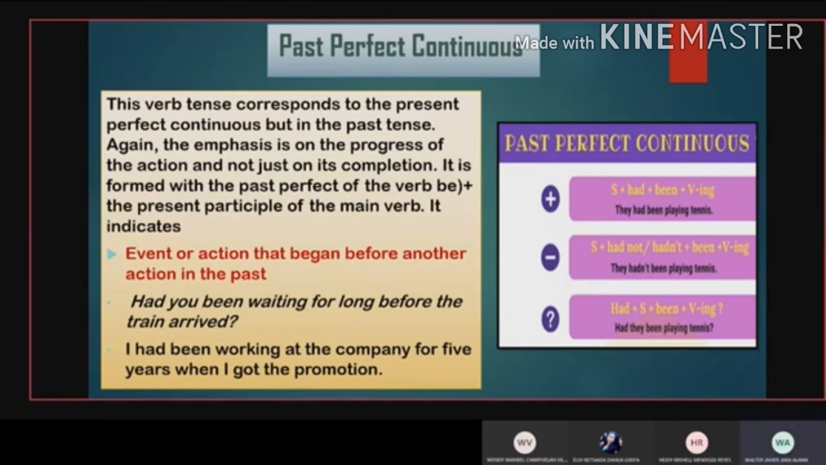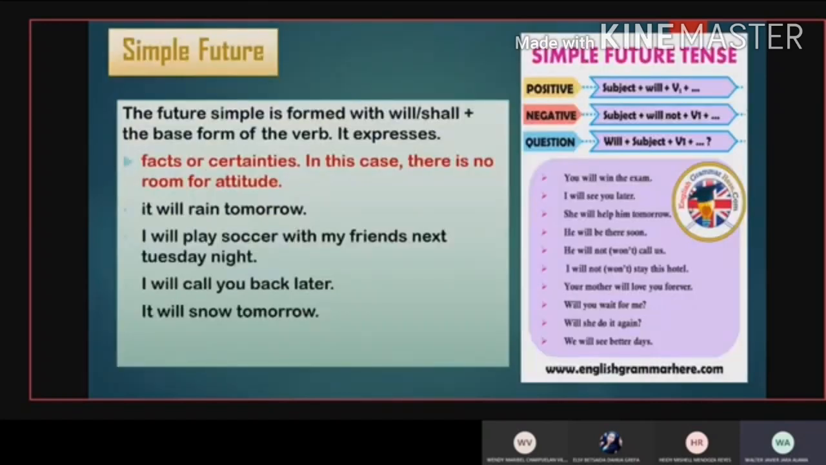Simple future. The future simple is formed with will/shall plus the base form of the verb. It expresses a fact of certainty, in the case where there is no room for doubt. For example, it will rain tomorrow. I will play soccer with my friends next Tuesday night. I will call you back later. It will snow tomorrow. The structure in positive: subject plus will plus verb plus complement.